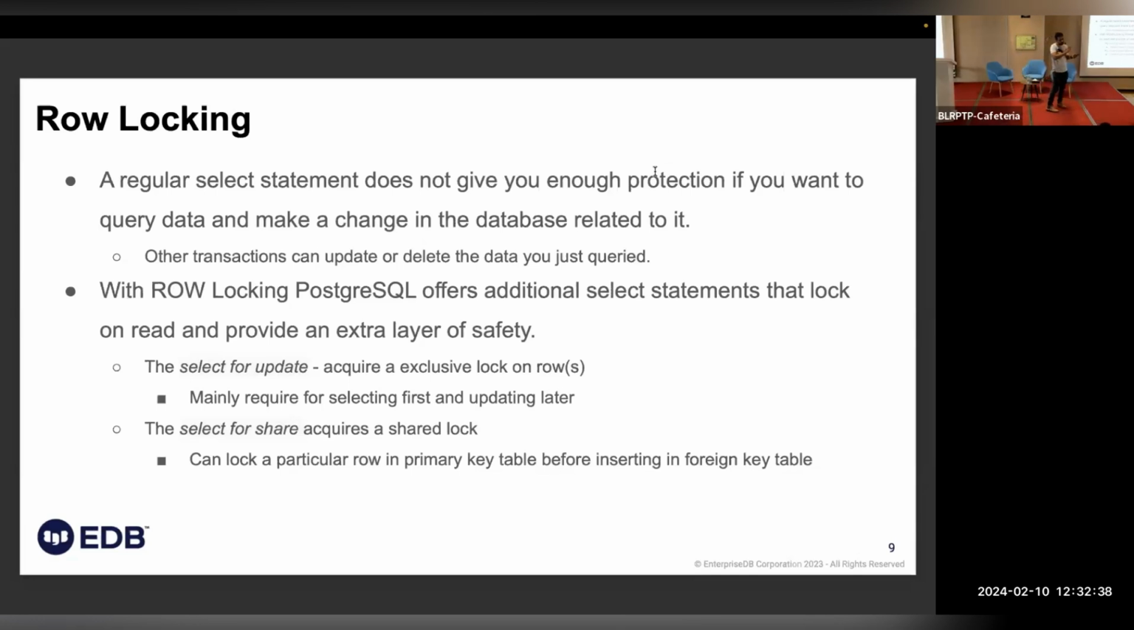So fine, we have the row locking concept. Everything is good so far. Where does the multi-xact come into the picture? Why do we need to create a multi-xact? It's just row locking.